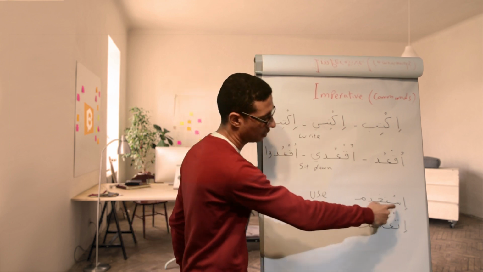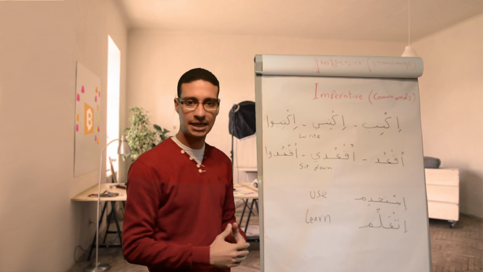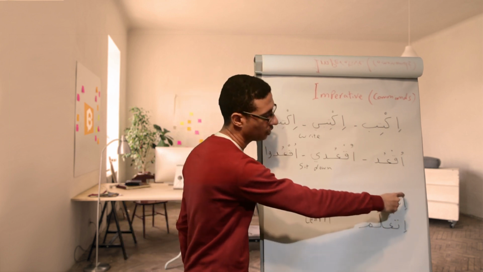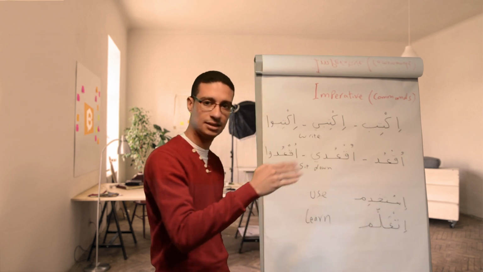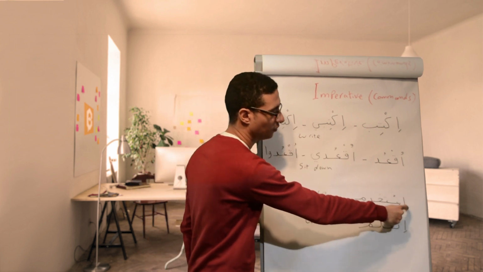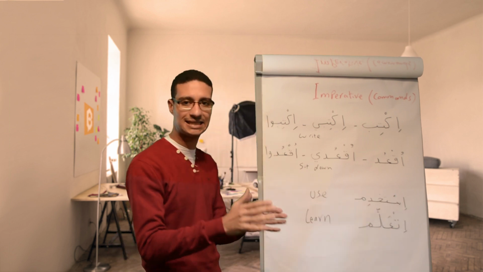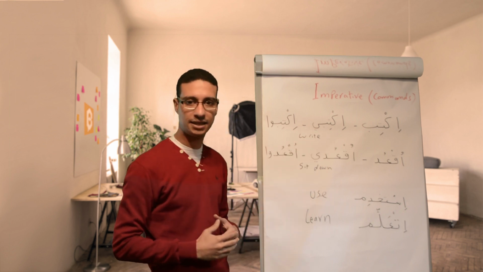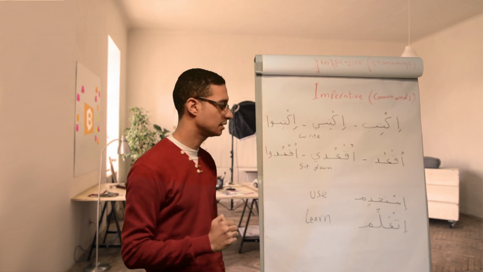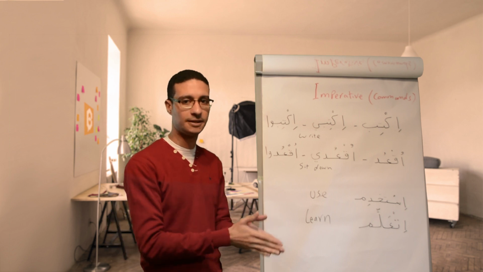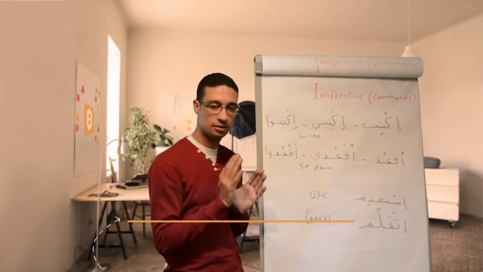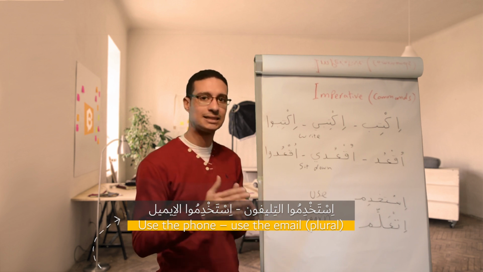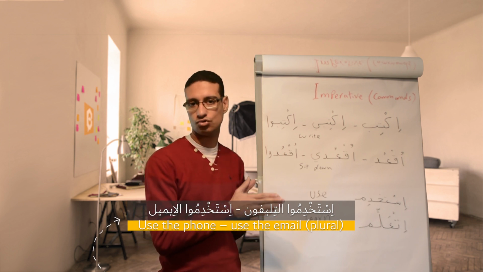Another verb that's a longer verb is يستخدم, the verb to use. In the present tense, we replace the ya with an alif with kasra. So استخدم. And the feminine is استخدمي, we add the e, and the plural is استخدموا. مثلا استخدموا التليفون, use the phone. استخدموا الإيميل, use the email.